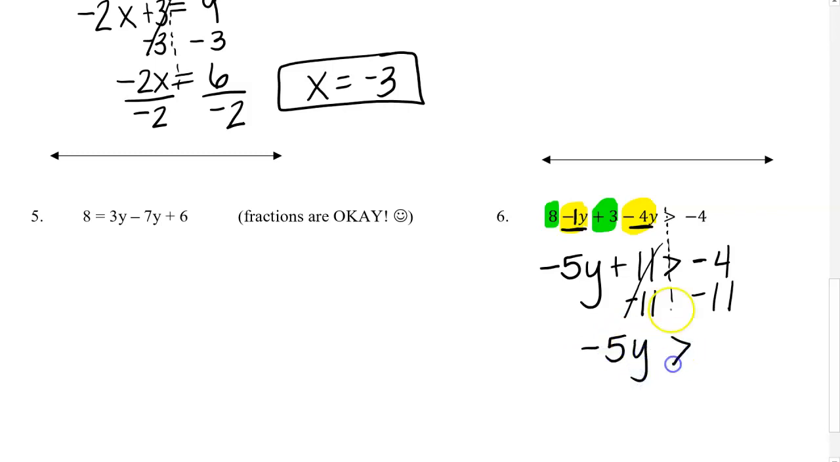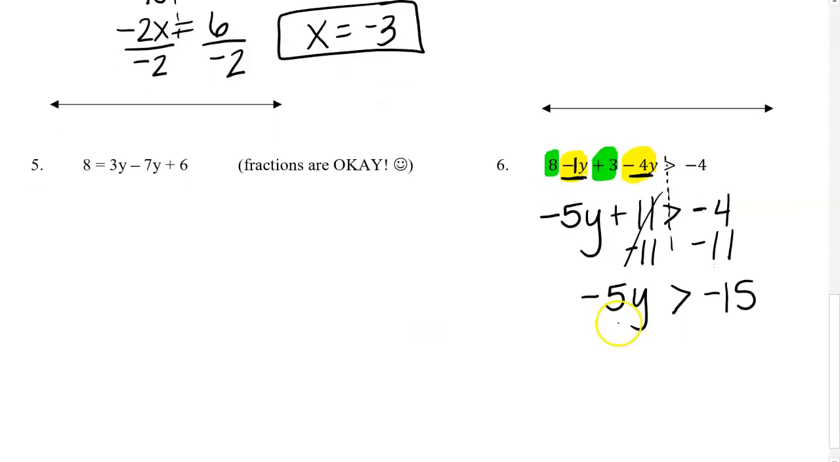Be careful that my 5y has the negative sign in front of it that needs to come with it. If I'm at negative 4 on the number line and I go back 11, I'm at negative 15. And then finally, 5 and y are attached by multiplication, so I will undo multiplication with division. I divided by a negative 5, so that's my indicator that my inequality symbol has to flip. My final answer then would be y is less than 3.